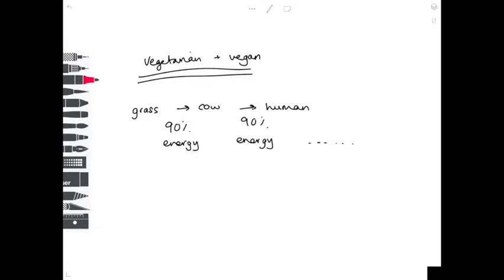So if you can cut out that cow stage and go straight from grass to human, I know humans don't eat grass, but let's say we pick peas, for example, then we don't lose 90% of the energy at the stage before. Most of that energy will go straight from the peas to the human. So it's a much better and much more efficient way of eating, as if we all became vegetarian, far less energy would be wasted.